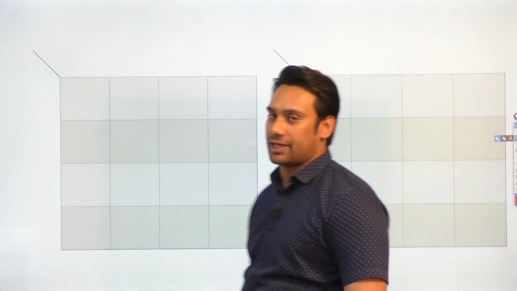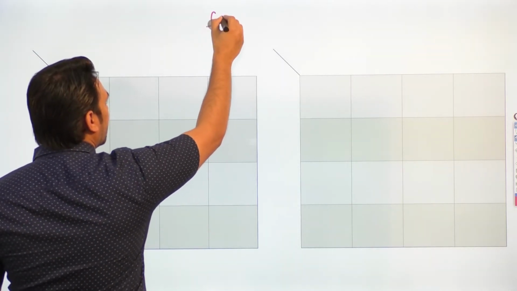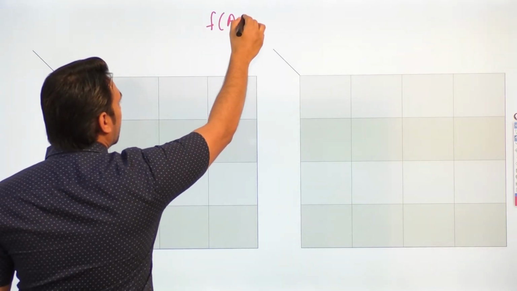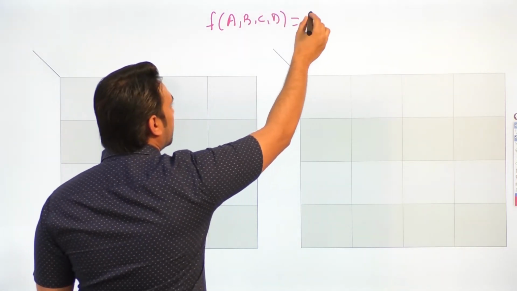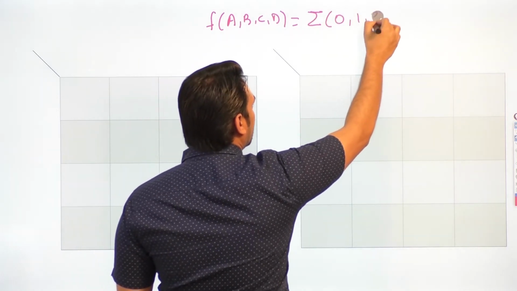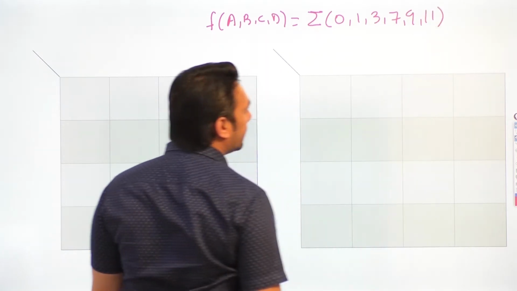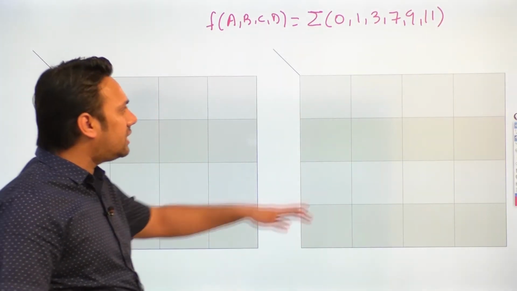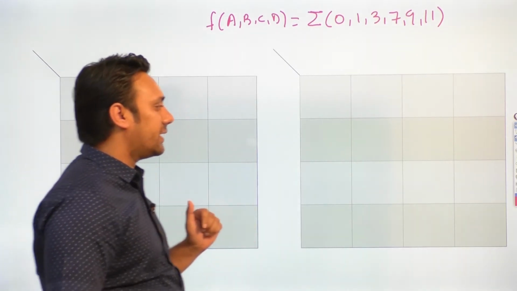Now the same thing can be observed with a 4 variable K map. Same things we can represent with a 4 variable K map as well. Let us assume that we have the following function f of a, b, c, d, and this function has the values summation 0, 1, 3, 7, 9, 11. Okay, we will see how we can represent these values. We will cover everything step by step.